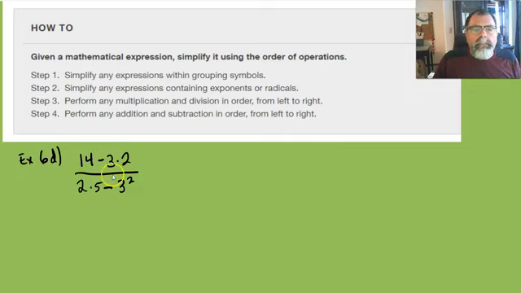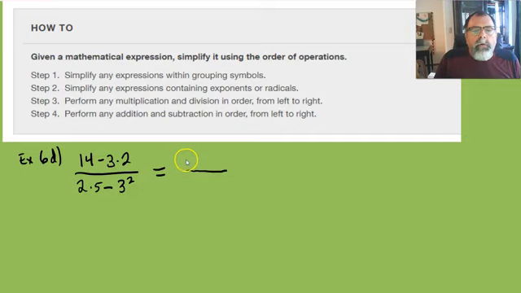Okay, so example 6D. Now notice this has a big fraction bar here. So that's a grouping symbol. So I've got to treat the top, the numerator, and the bottom, the denominator, as two separate problems. So that's my first step. Basically, if I write this out without the fraction bar, it's the top in parentheses divided by the bottom in parentheses. That's the way you write it. So let's look at the numerator.